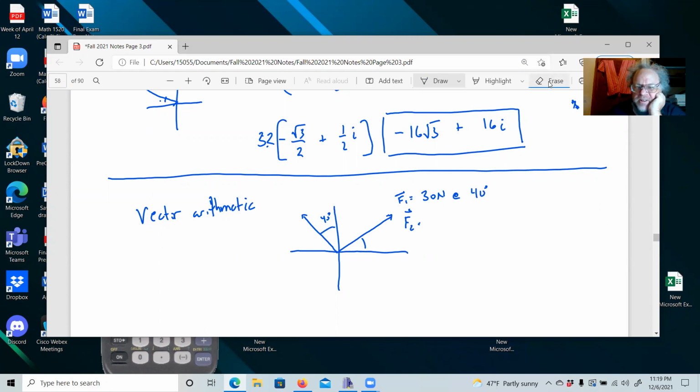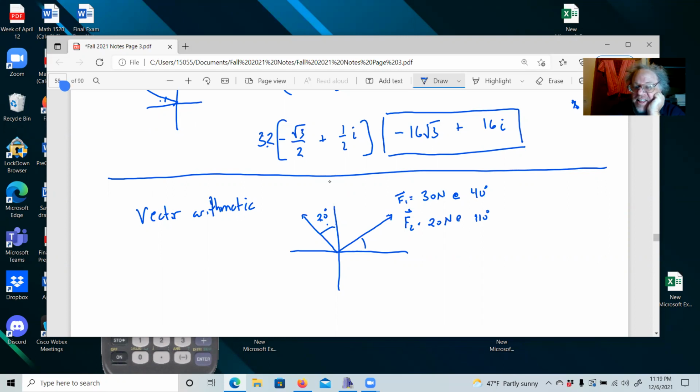Let's do something different. I hate to do 30 degrees. How about 20 degrees? We'll call that 20 degrees. So this is going to be 20 newtons at, well, that's not really 20 degrees, is it? There's 90 plus 20, so it's really 110 degrees. Be careful, because the homework problem in your book does it this way.